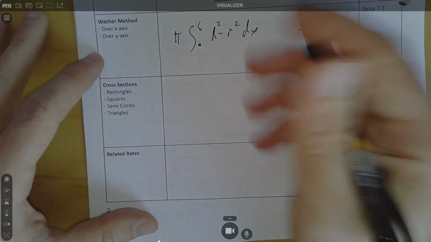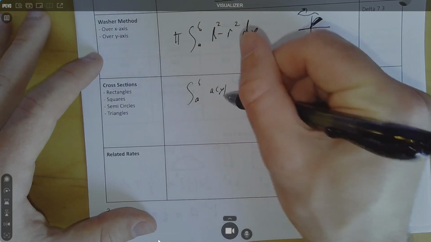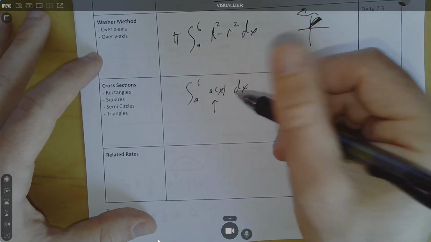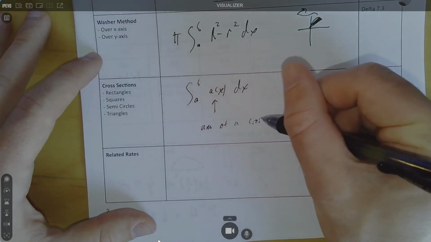Cross sections. Cross sections is a really easy formula. It's just integral a to b of A of x dx. It's that easy, where A of x represents the area of a cross section.